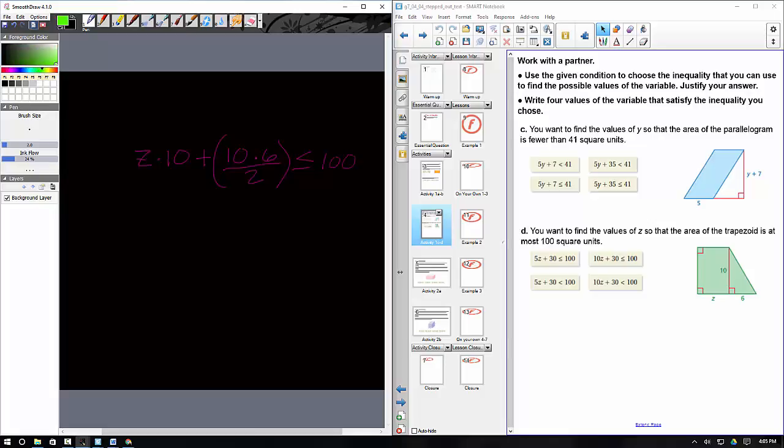So I'm going to first of all go through, and 10 times 6 is 60, divided by 2 is 30. So this is now 30. And I'll say plus 10 times z. So I'm going to have 10z plus 30 is less than or equal to 100. If I look here, 10z plus 30 is less than or equal to 100.